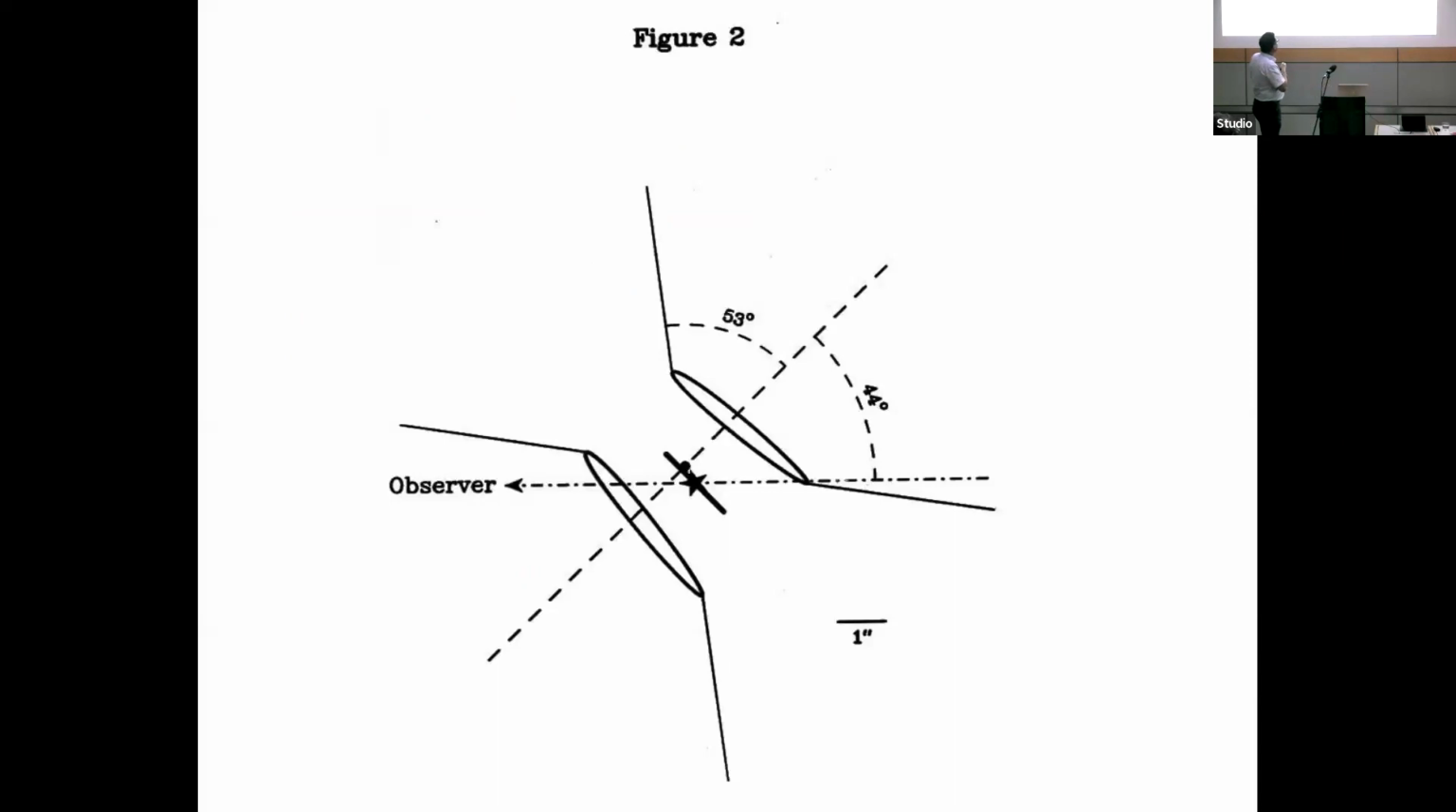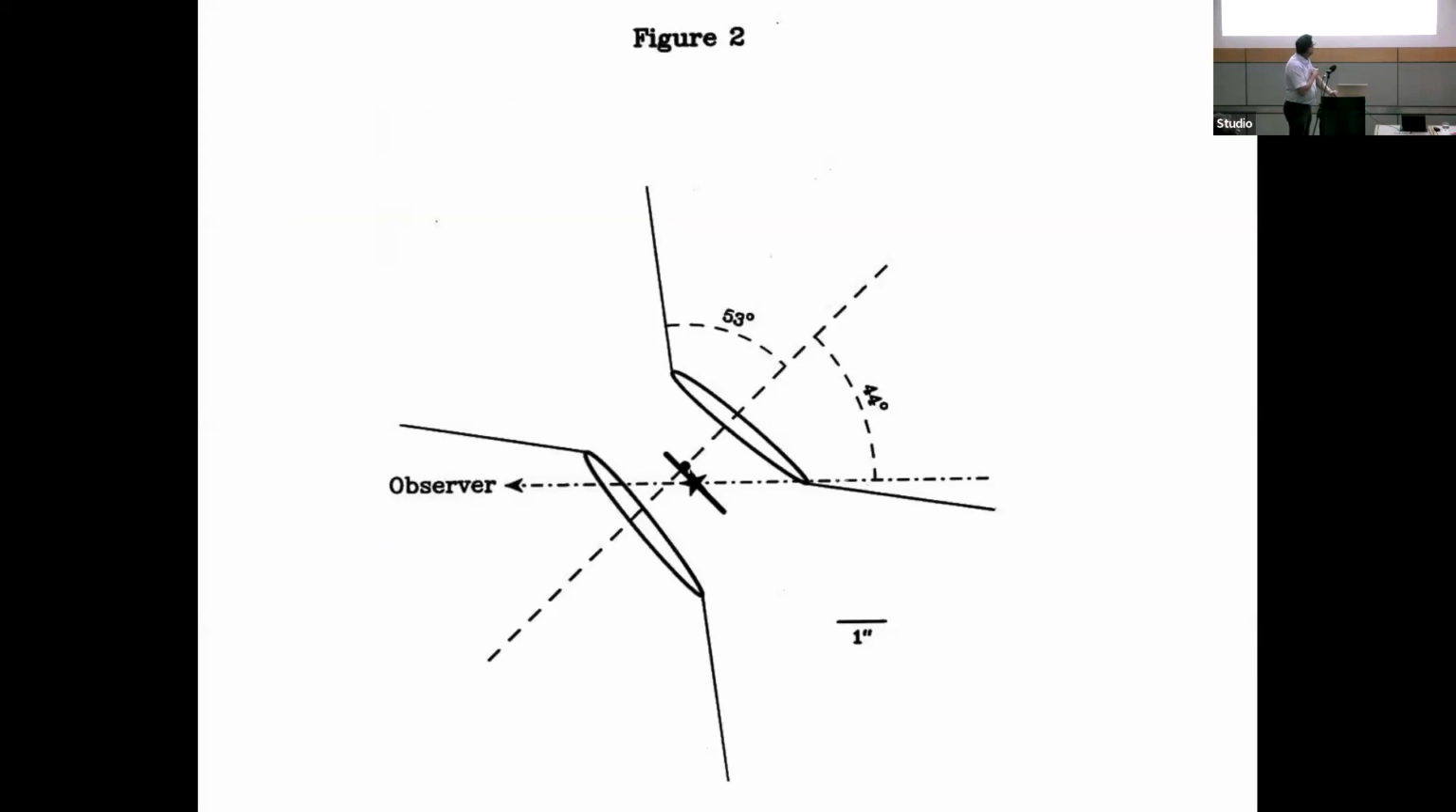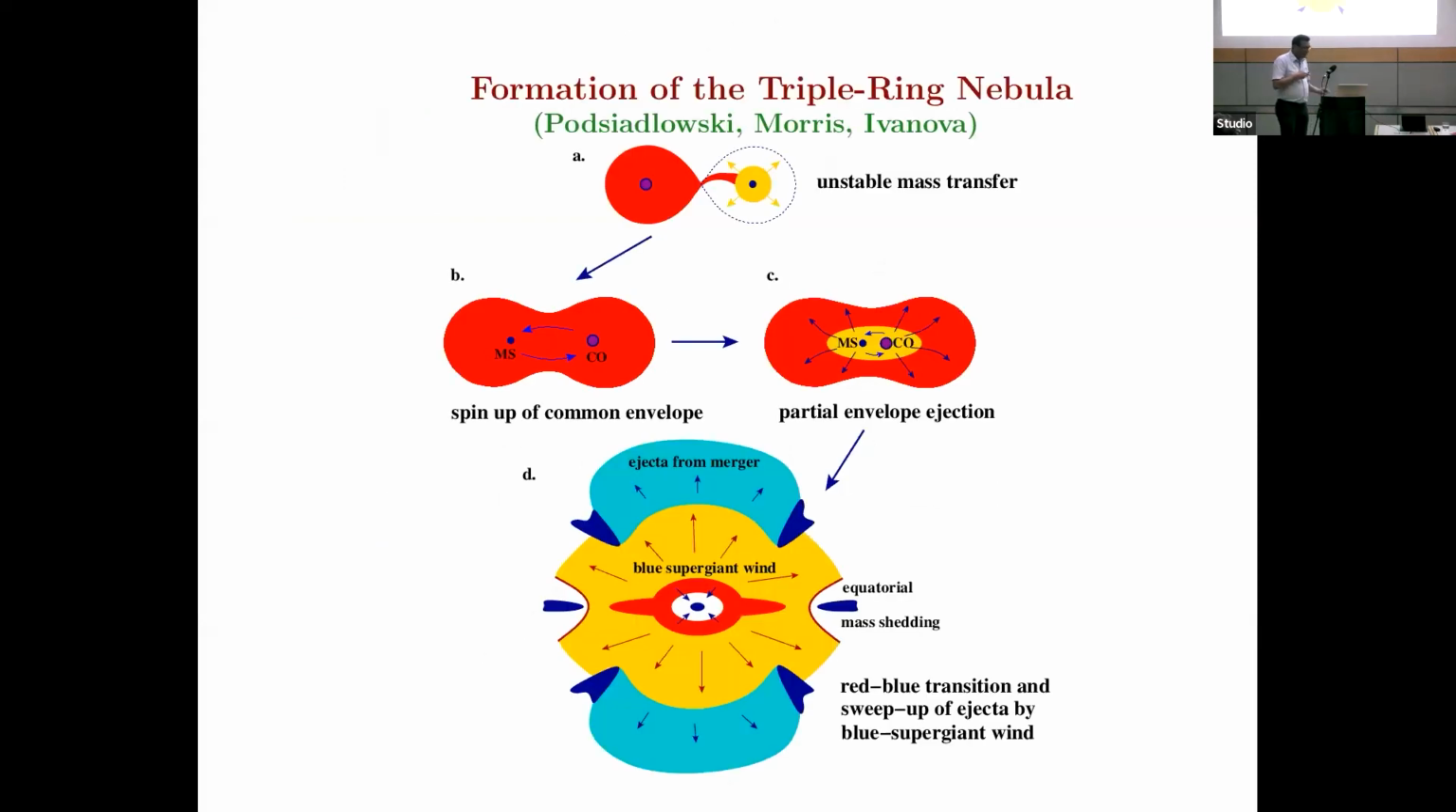This is the geometry of these three rings. The supernova is at the center of the central ring, and the other rings are displaced above and below that ring plane. Now, our answer to that is that this was probably an event caused by the merger of two stars that merged essentially 20,000 years ago.